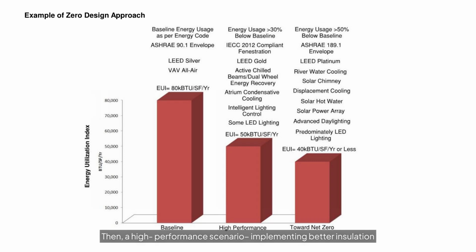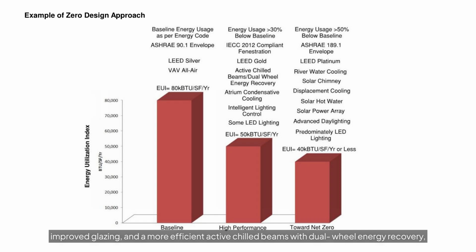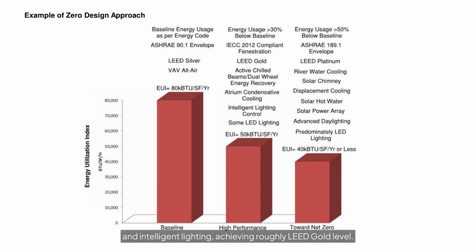Then, a high-performance scenario implementing better insulation per ASHRAE 90 standard, improved glazing, and more efficient active chilled beams with dual-wheel energy recovery and intelligent lighting, achieving roughly LEED gold level. This brings the EUI down by more than 30% to around 50 kilo-BTU per square foot per year.